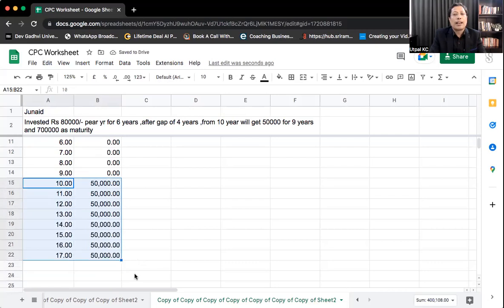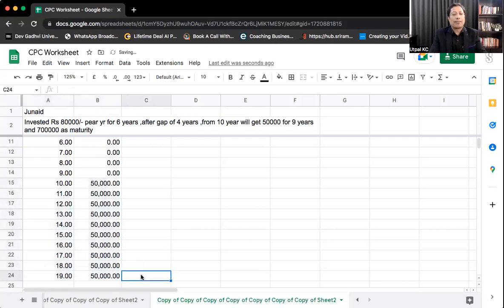Year 10 and then 9 years, so 10 to 19. Okay. That's it. You'll get 50,000 for 9 years and 7 lakhs at maturity. Here you will get 7 lakhs. So at year 18 you get 50,000, then after that the last is 7 lakhs or 7 lakhs 50,000? Last one is what, Junaid? 7 lakhs 50,000 or only 7 lakhs? 7 lakhs. Okay, yeah. This looks logical.